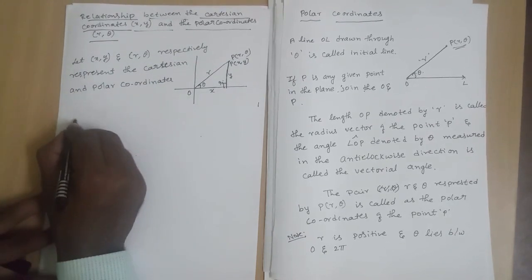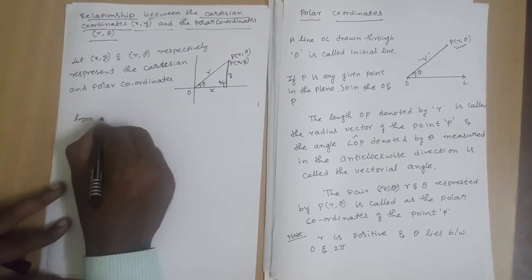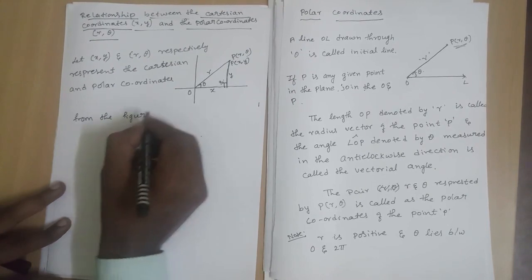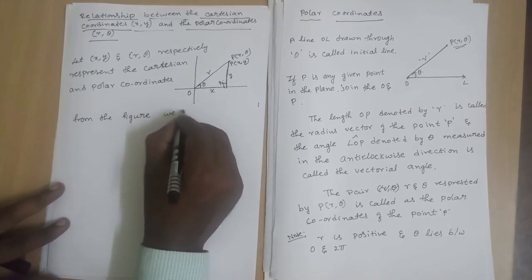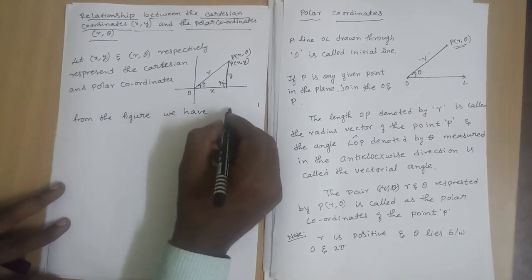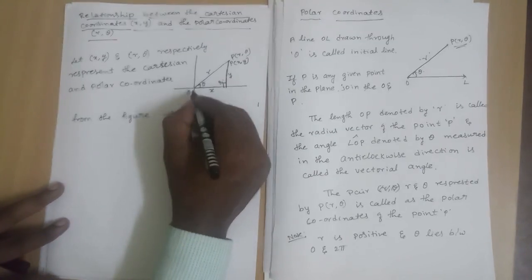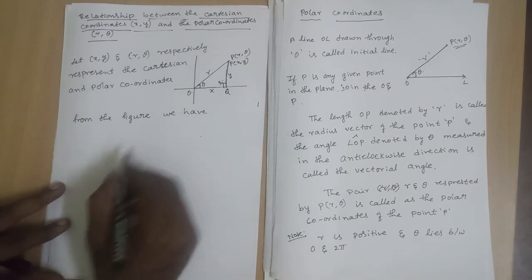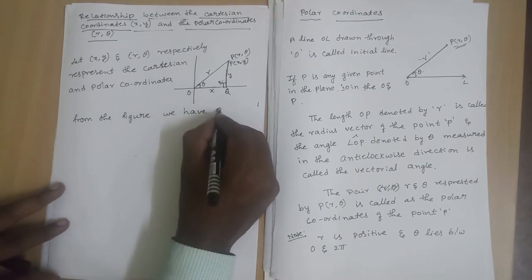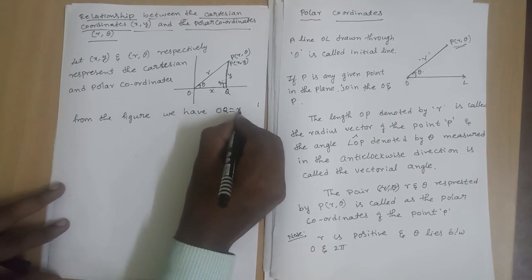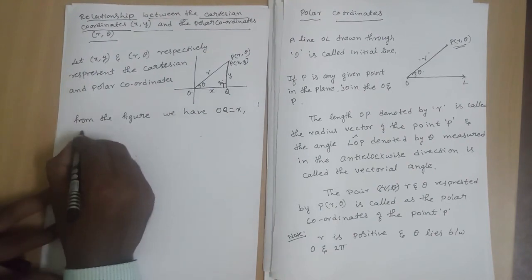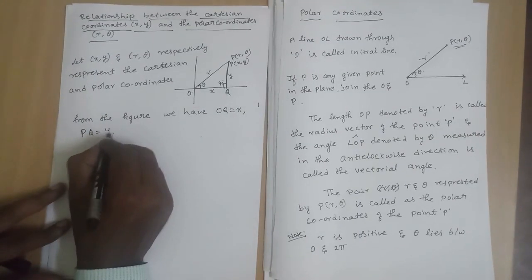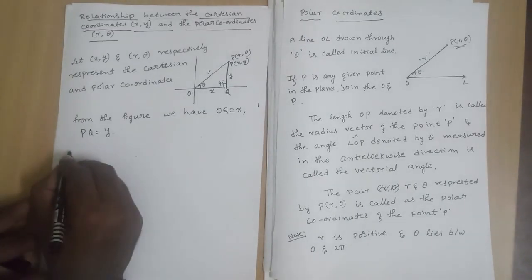So here from the figure we have what we get. I call this one O, this one Q and this one P. So OQ equals x, and PQ I will define as y.